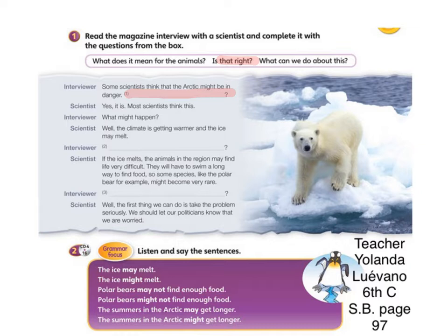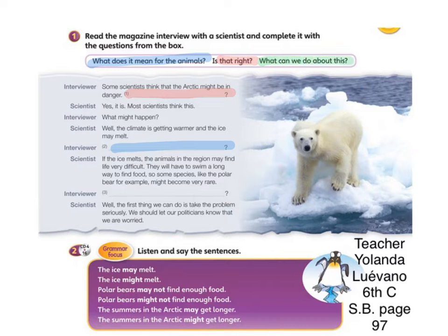The answer says, if the ice melts the animals, so we can infer that the correct question would be this one. What does it mean for the animals? If the ice melts, the animals in the region may find life very difficult. They will have to swim a long way to find food, so some species, like the polar bear, for example, might become very rare.